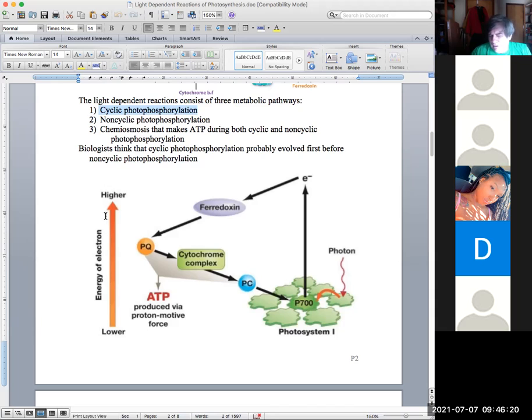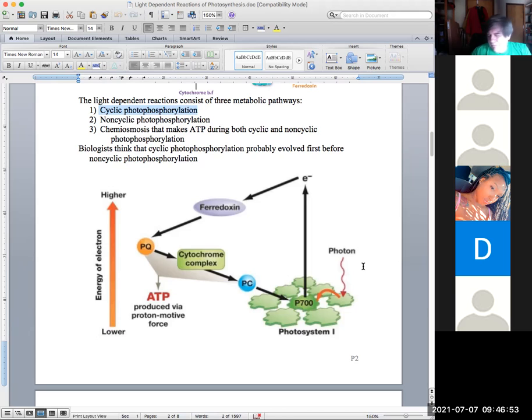And notice over here on the left, they have this orange arrow showing you that the electron is losing energy each time it gets passed from one transfer protein to another. It's got more energy when it's in ferredoxin, because ferredoxin is up here, than it does in plastoquinone, because plastoquinone is down here. And when it gets back to the primary electron acceptor in P700, it's got the same amount of energy that it did before it got excited.